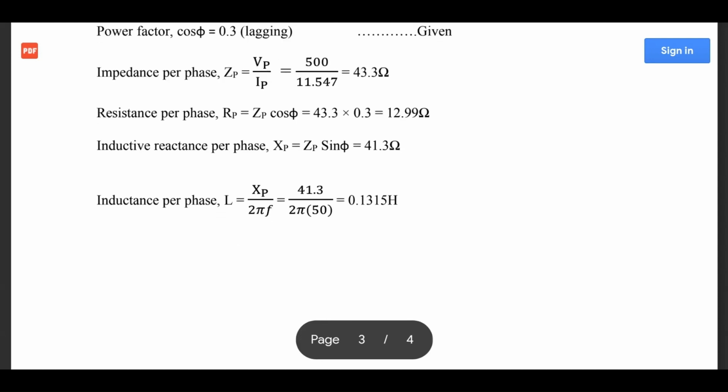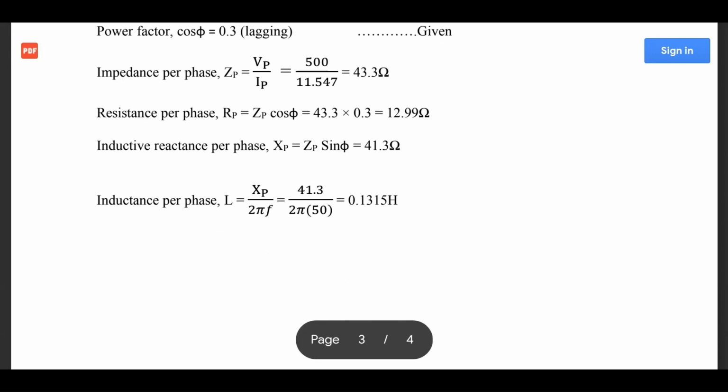So next part is to calculate the inductive reactance per phase. Xp is equal to Zp sin phi, and substituting the value of sin phi from the formula cos square phi plus sin square phi is equal to 1, we get the inductive reactance as 41.3 ohms.